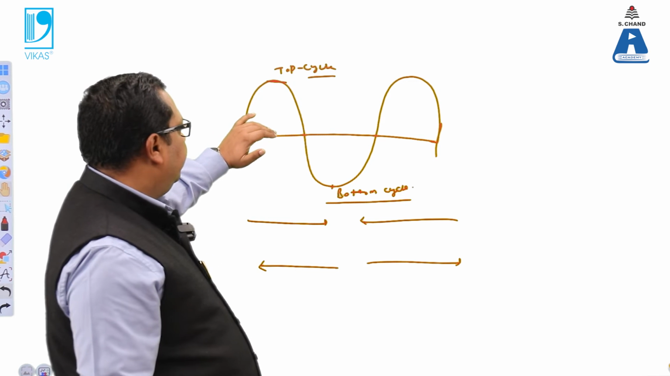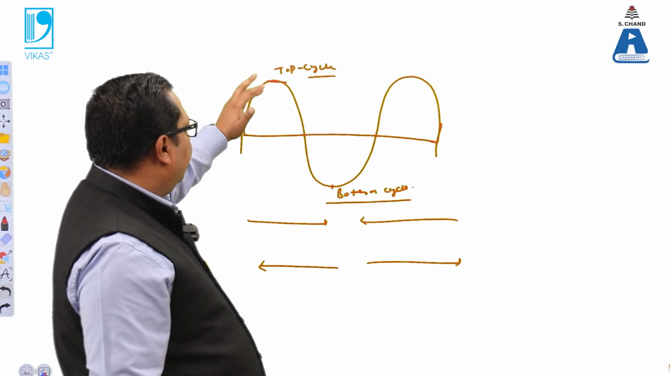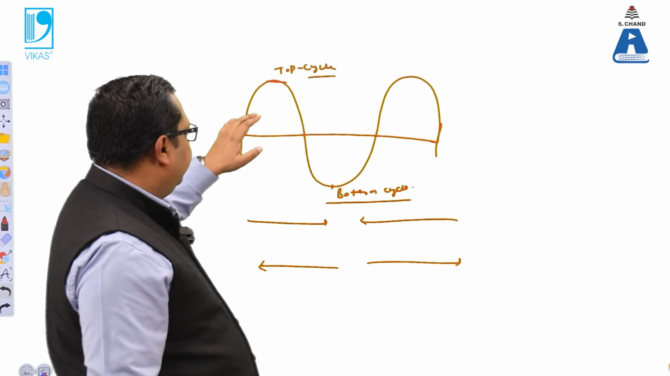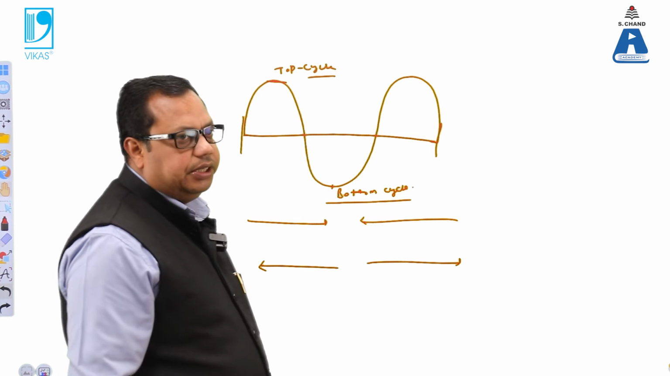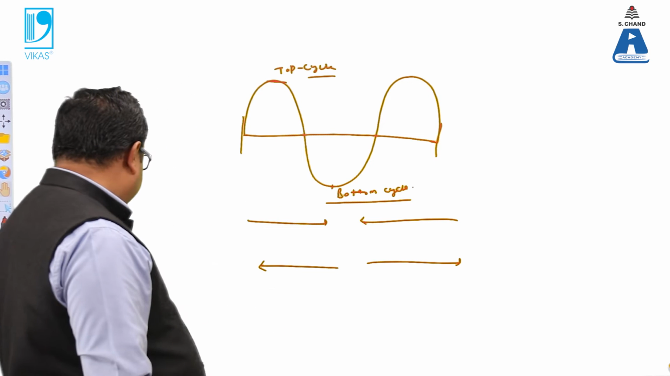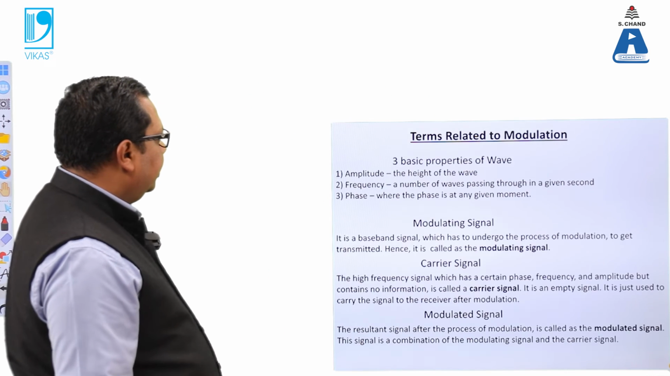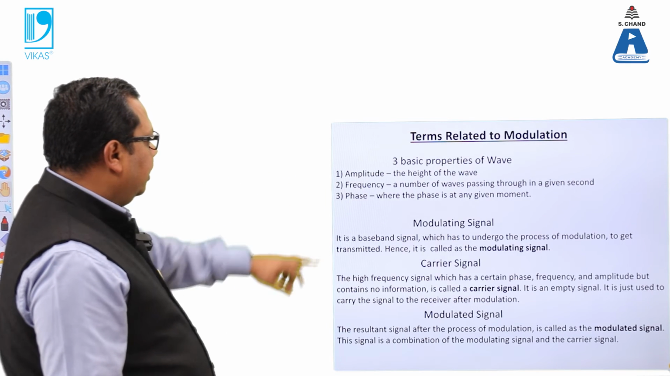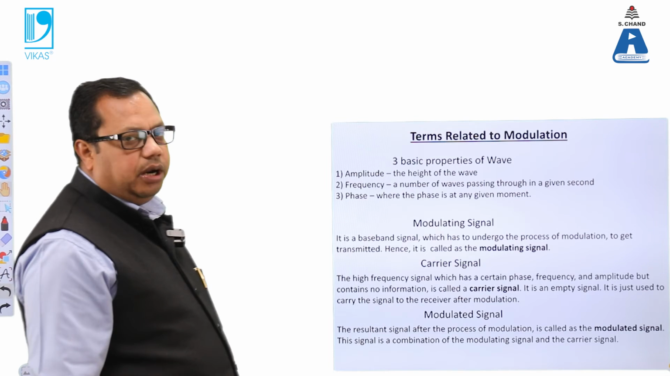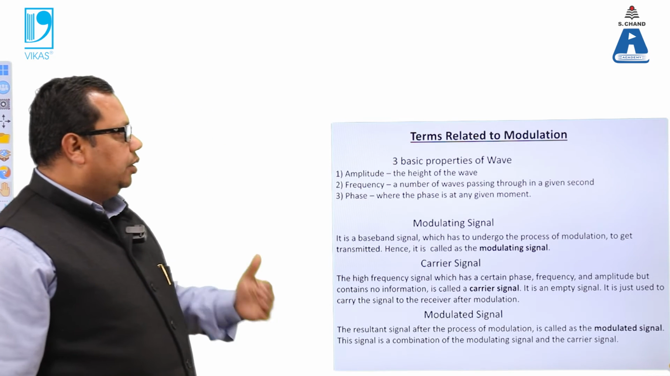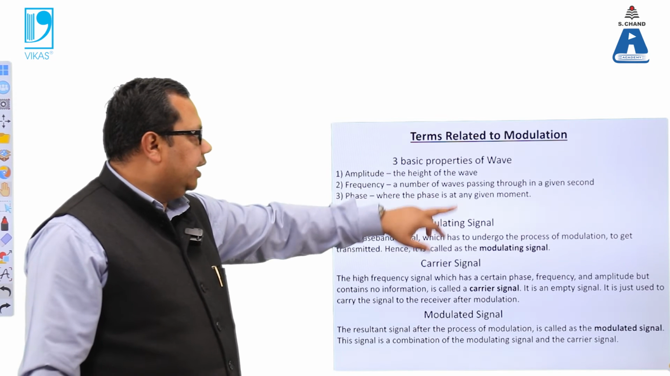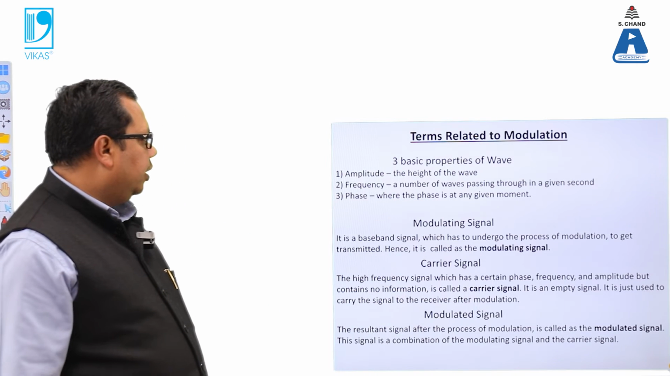And then depending upon which side of the mean point they are on, that is called the phase. So we have three particular categories here: one is the amplitude, the second is the frequency, and then the phase. The height of the wave is the amplitude. The number of waves passing through in a given second is called the frequency, and where the phase is at any given moment is called the phase.